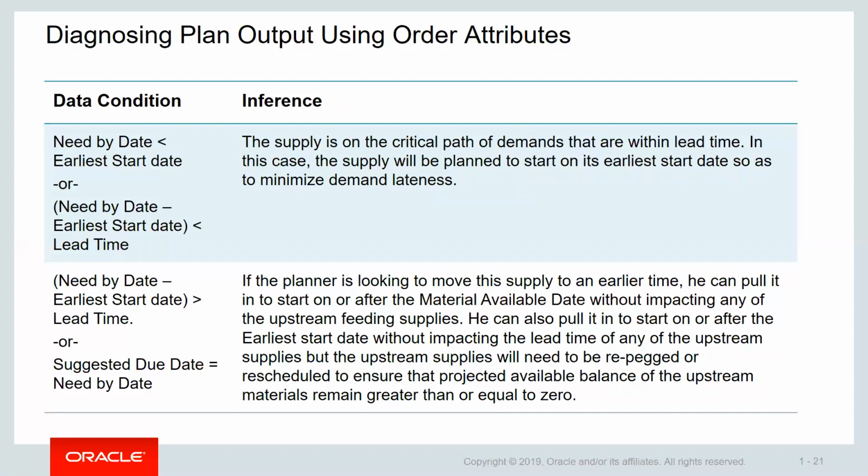Here are some details that show how you can diagnose a plan output. For example, if the need by date is less than earliest start date, that means that the supply is on the critical path of demands that are within lead time. In this case, the supply will be planned to start on its earliest start date so as to minimize demand lateness.